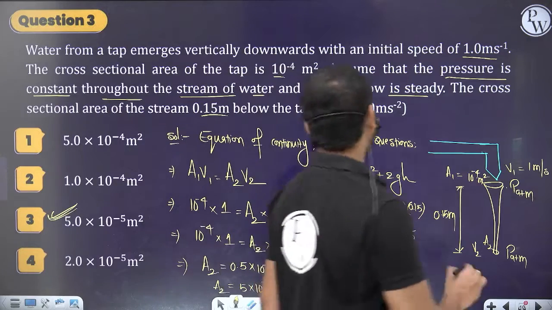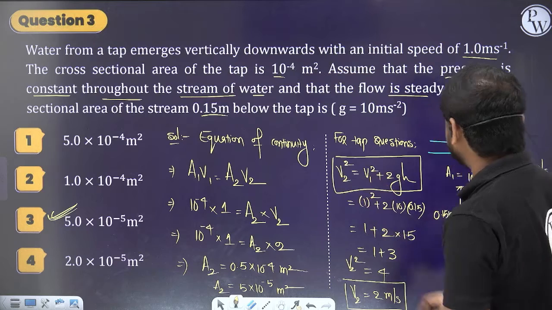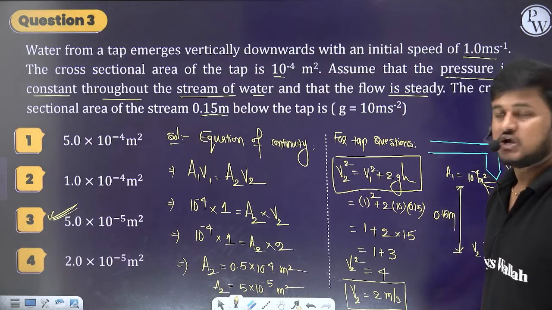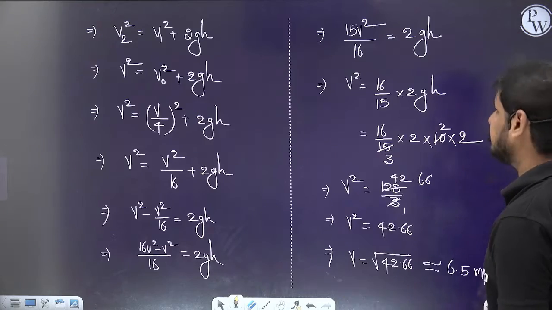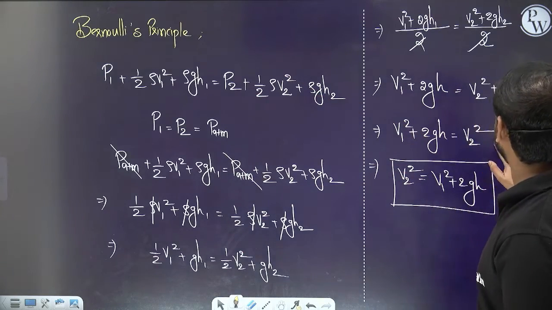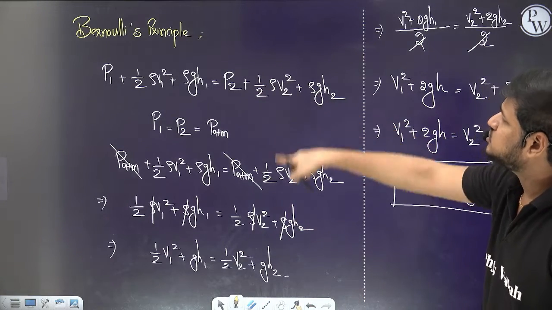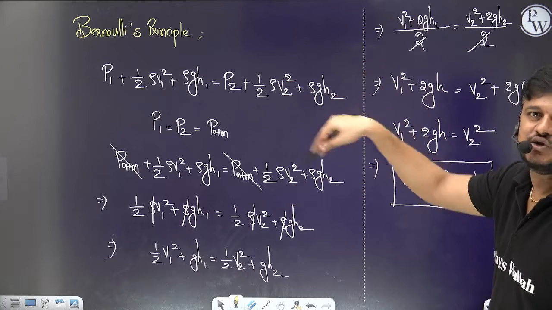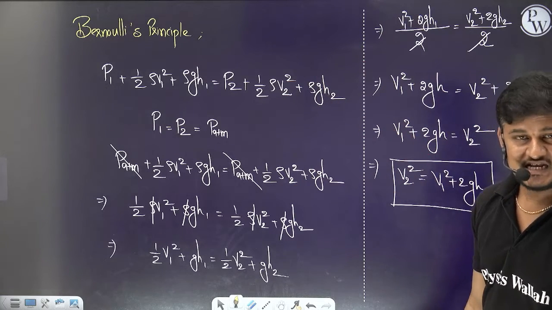So for the TAP questions you can directly follow this equation to find the velocity at some height. V2 square is equal to V1 square plus 2gh. So you can follow the same procedure, and again at the end you'll get the same equation here. This is the standard procedure for the TAP questions. You can take this slide as the standard procedure. Done? Good.